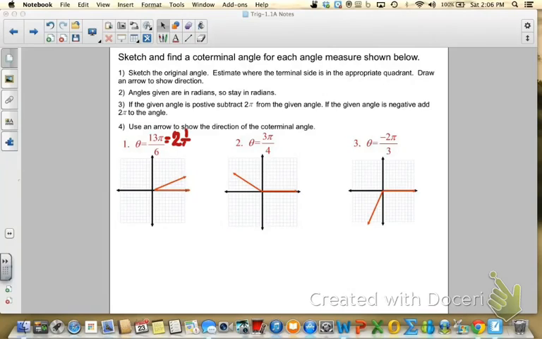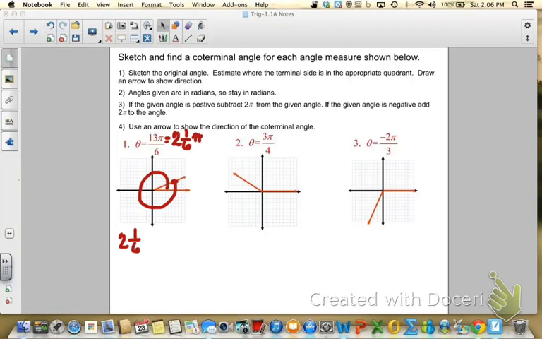Take a look at 13 pi over 6. That's really equivalent to 2 1/6 pi, which gives us a better look at that. Remember, 2 pi goes around the circle one time. It's equivalent to 360 degrees. So I have to go all the way around once and then a little bit. That's what that 1/6 pi is showing.